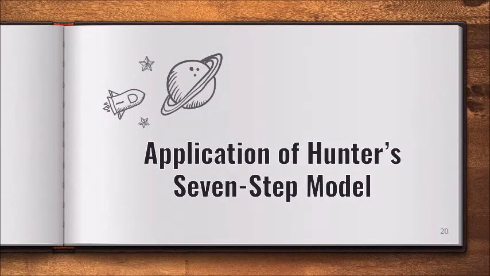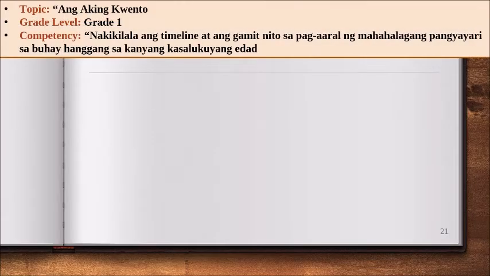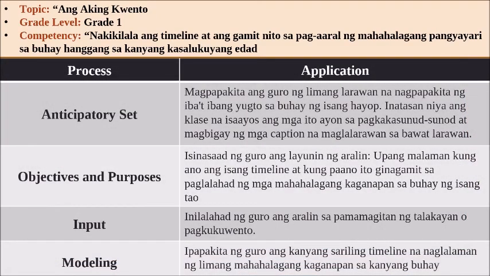Okay, let's proceed now to the application of Hunter's 7-step model. Okay, for example, ang topic natin ngayon ay ang aking kwento. Nanggaling siya sa grade 1 level, at ang competency ay nakikilala ang timeline at ang gamit nito sa pag-aaral ng mahalagang pangyayari sa buhay hanggang sa kasalukuyang edad. Paano natin ngayon ilalapat yung direct instructional model gamit yung 7 steps ni Hunter? Ganito. Sa first column yung process at nasa second column yung application.